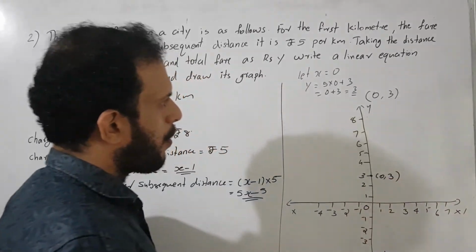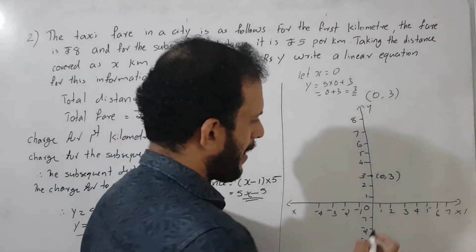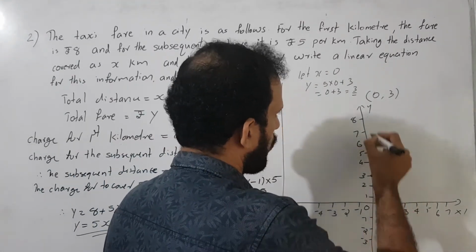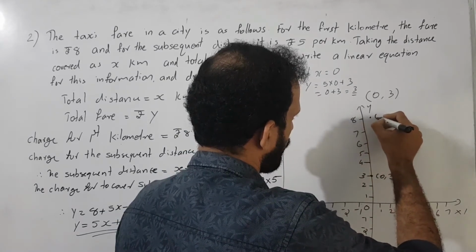Then what is the second point? Second point is 1, 8, correct? 1, 8. Then x coordinate is 1 and y coordinate is 8. So this point is here, 1, 8.